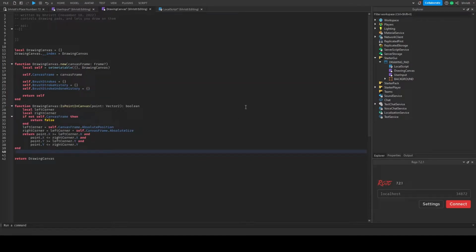Alright, now that we have this DrawingCanvas class, I went ahead and added this function isPointInCanvas, and then you give it a point, which is a vector2 value.